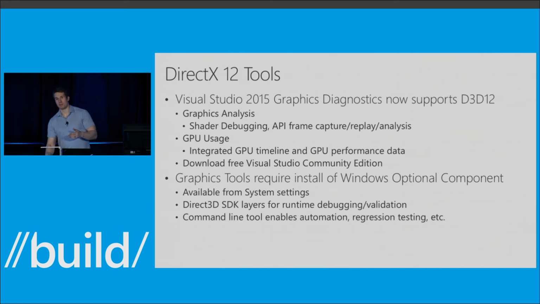Along with the API development, we have actually had a team working in parallel to deliver cutting-edge tools for you to develop your games on Direct3D 12. Visual Studio Graphics Diagnostics now supports Direct3D 12, and it's fully capable of doing both debugging features and performance analysis. On the debugging side, it's capable of doing shader debugging. It's able to do analysis of rendering calls. You can look and find the few rendering calls that might be causing glitches in your rendering.